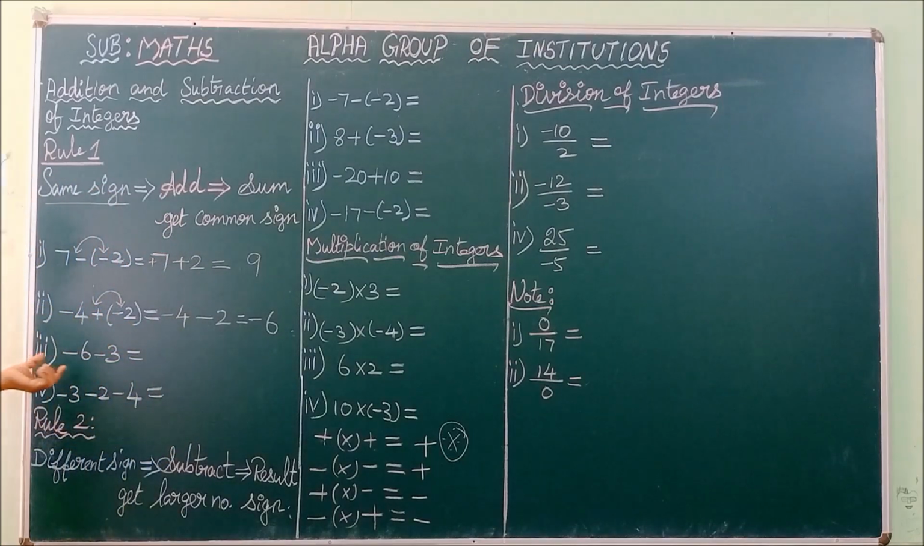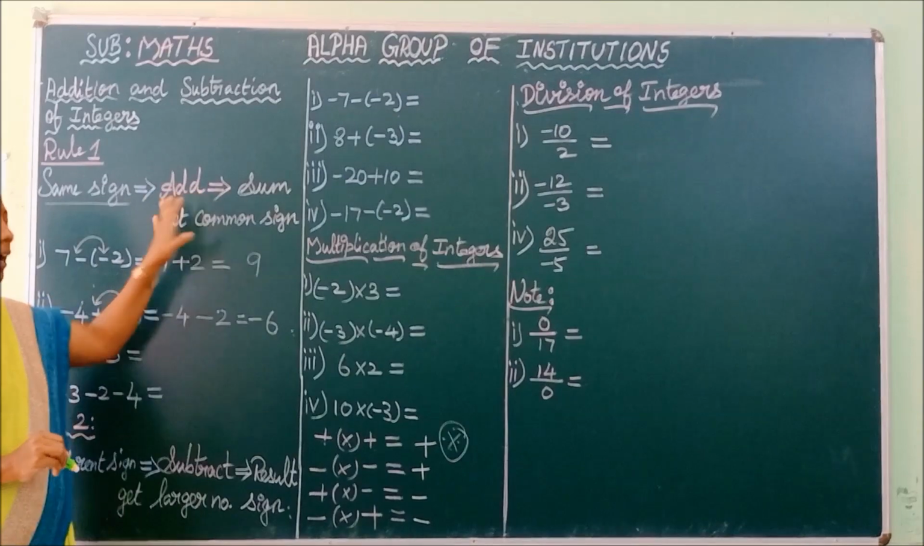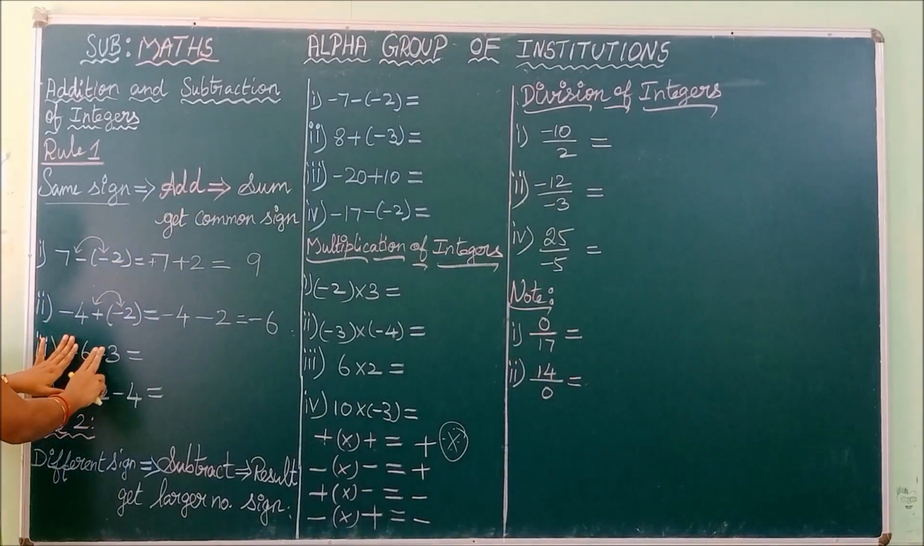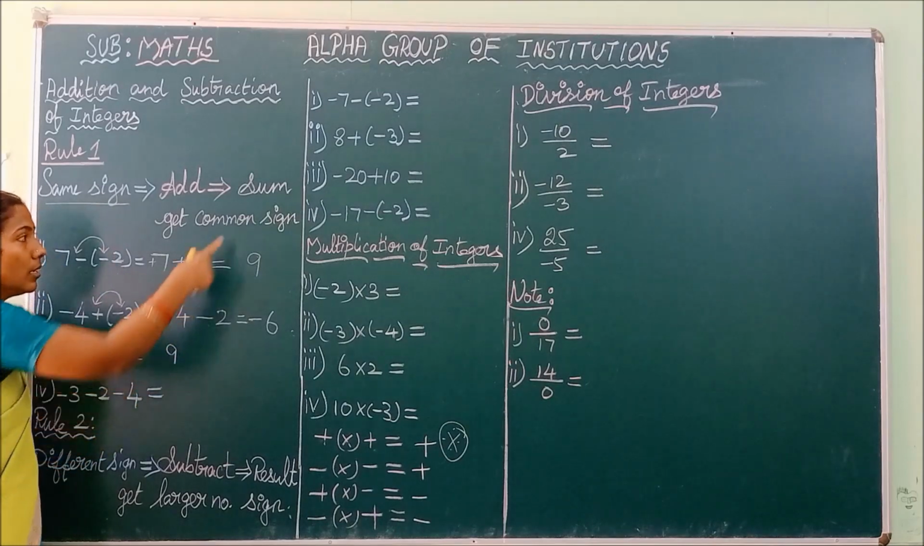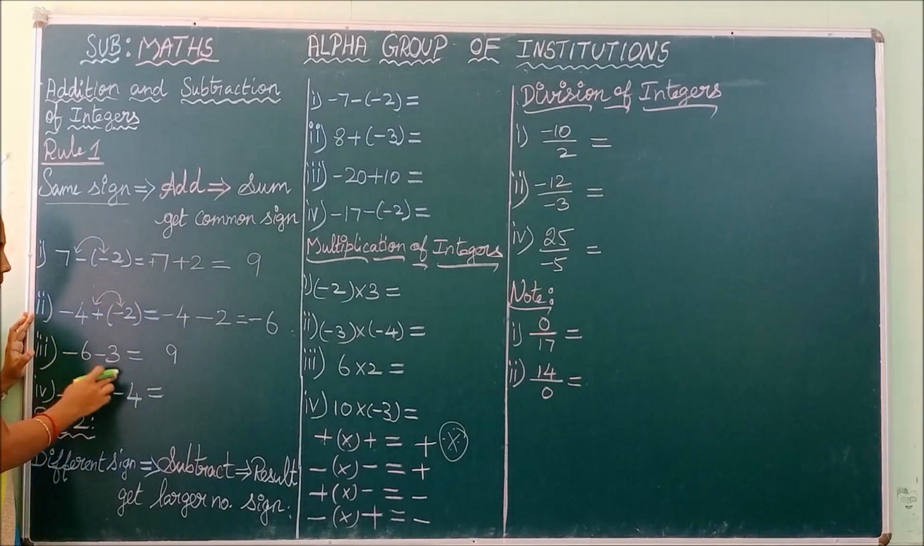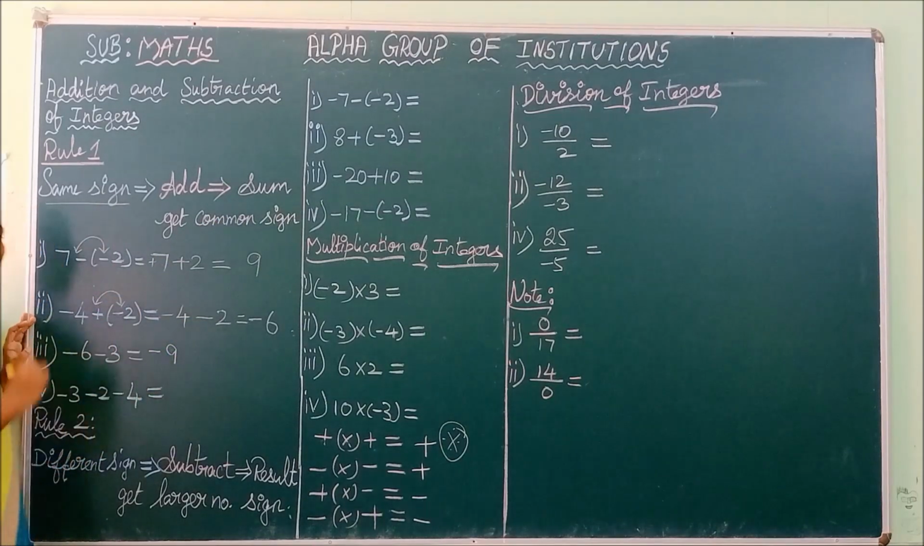Do you understand, children? See the next one. Minus 6 minus 3. Here we have no brackets. So there is no need to multiply the symbols. So you just apply rule 1. The given two integers are in the same sign. So we have to add. Add the two integers, ignore the symbol and add 6 plus 3, 9. And this sum gets the common sign. What is the common sign here? Minus. So our answer is minus 9.